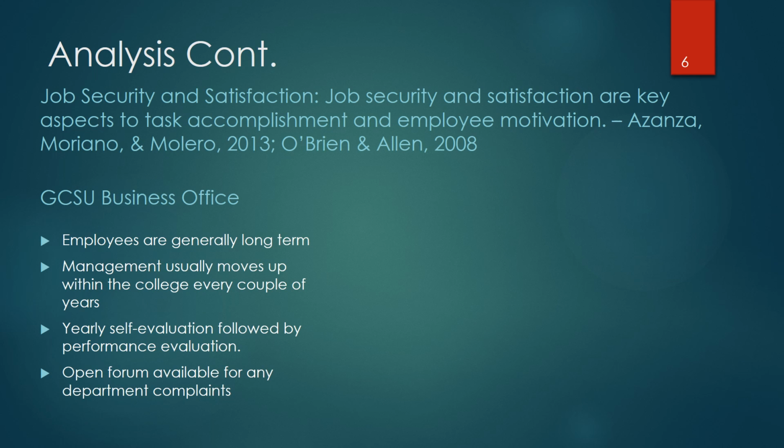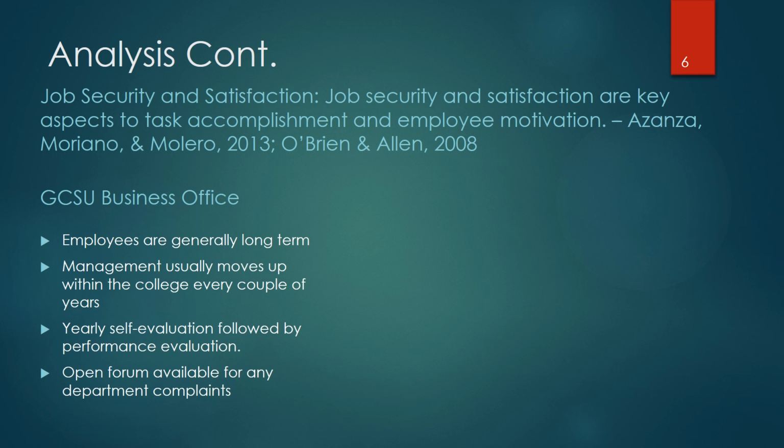The second aspect of organizational culture we will assess is job security and satisfaction. Job security and satisfaction are key aspects to task accomplishment and employee motivations. In the GCSU Business Office, employees are generally long-term, which means that task accomplishment and employee motivation are generally high. In the business office, those in management positions usually move up within the college every couple of years.